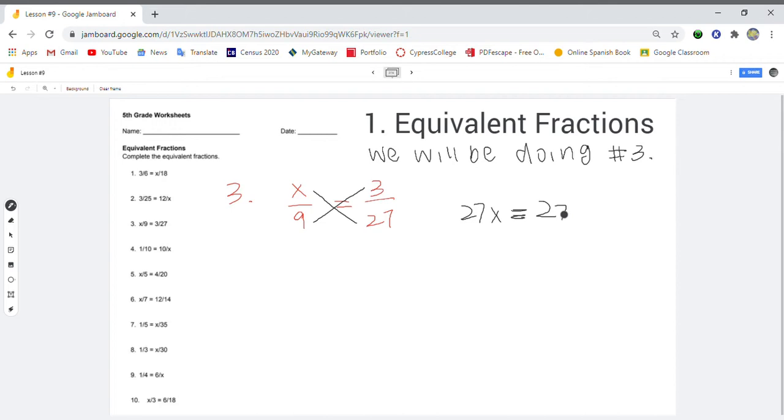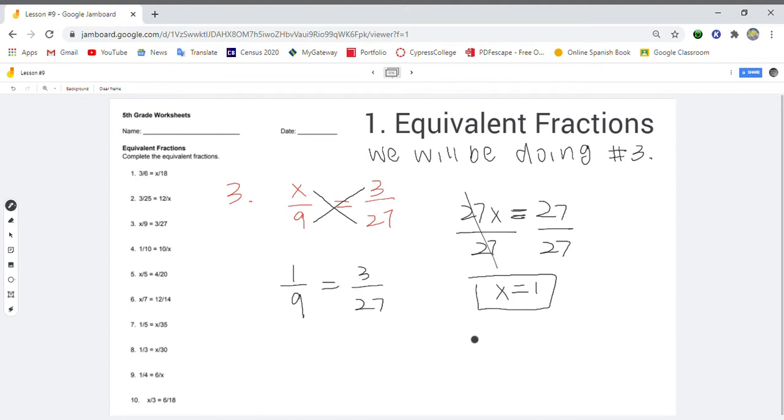So we isolate the variable x. To isolate the variable x here, we have to divide by 27, and we do that for the other side. You end up with x equals 1. So your answer should be x equals 1. Basically that means 1 over 9 equals 3 over 27.